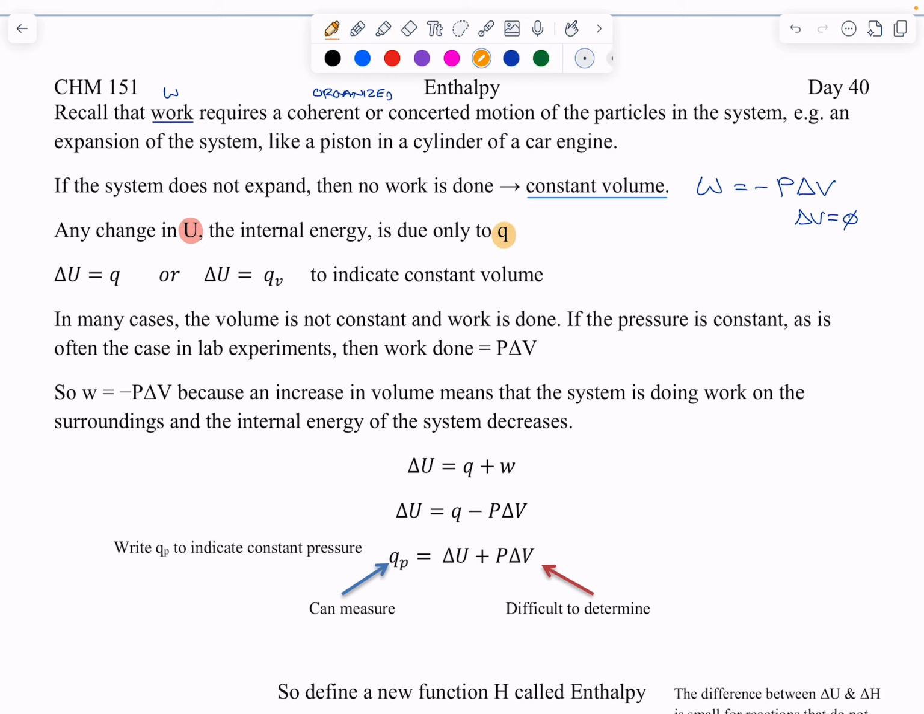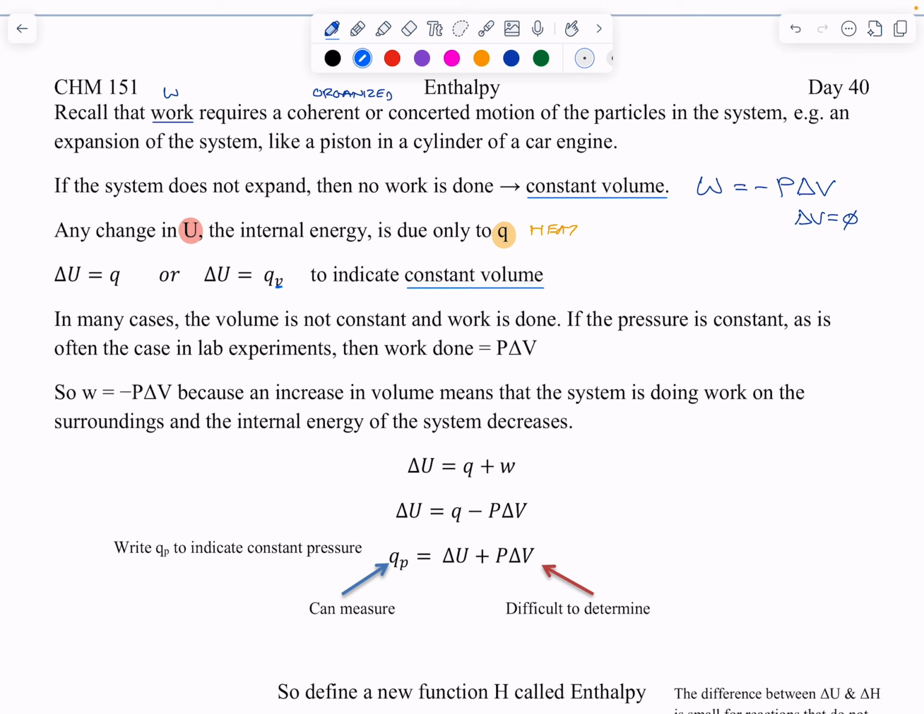That's heat. So delta U equals Q, or delta U equals Q_V. That V indicates constant volume. All right, so that's what happens.